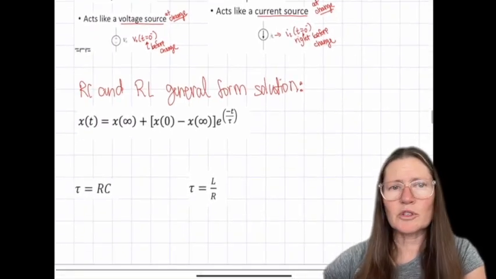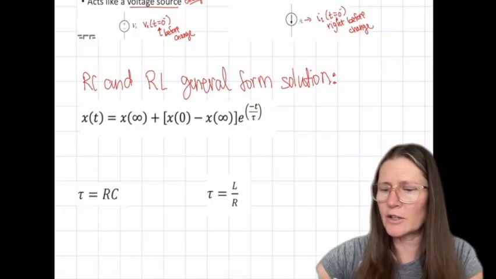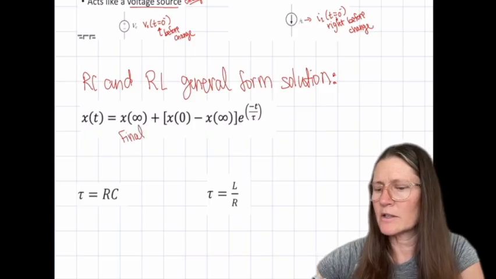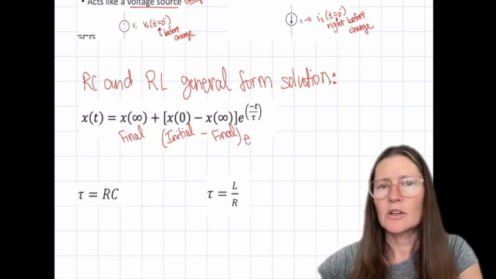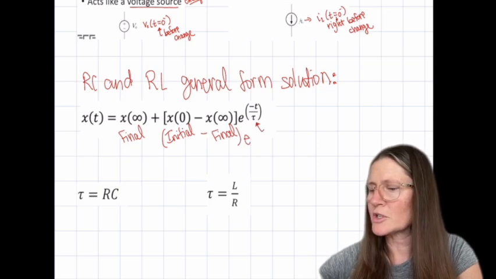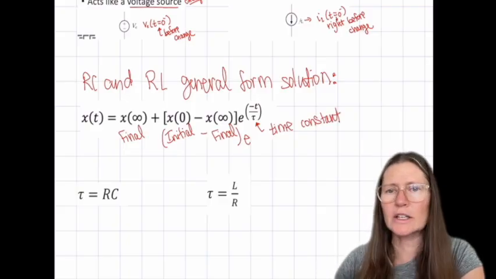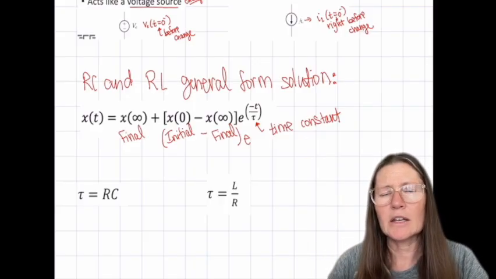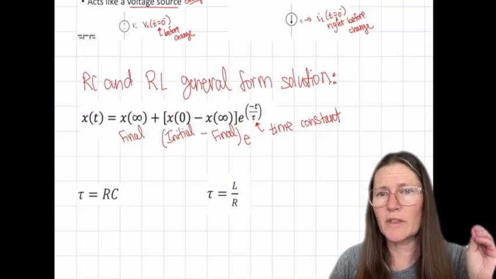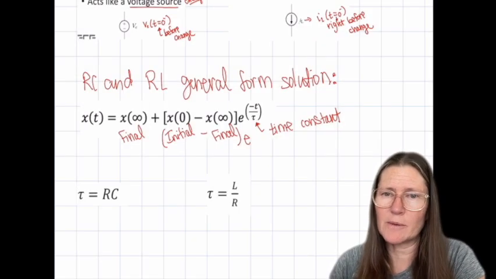So the general form solution for both is, whatever variable you're trying to find in the circuit, you take the final time value of it, plus the initial time value minus the final value, times e to the minus t over tau. Remember, tau is that time constant, and that time constant shows us how long it takes to go from the initial value to the final value. At one tau, it will be 63% of the way there, so that's over halfway there at one time constant.